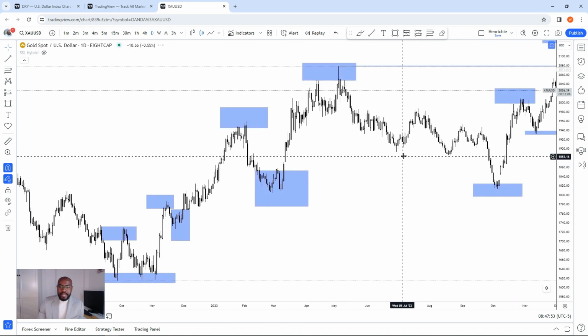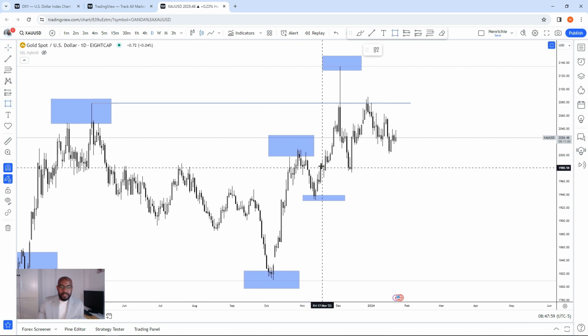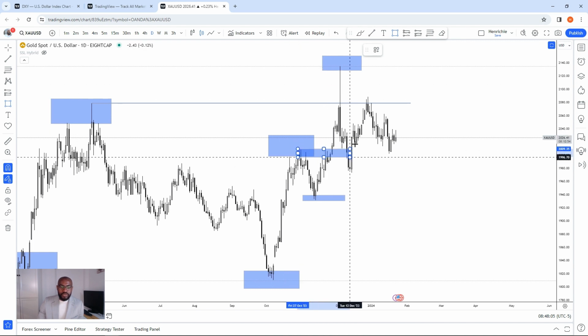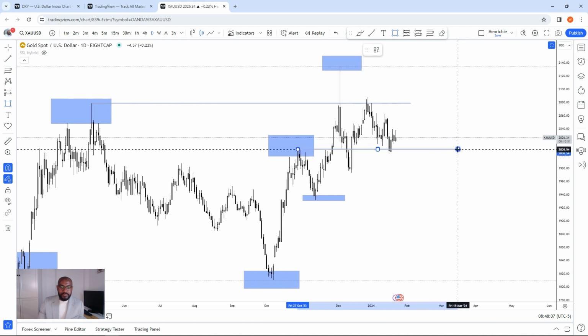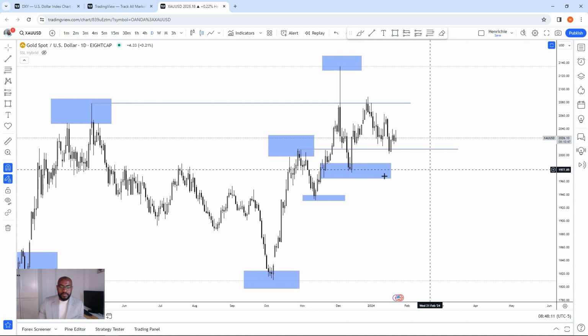Now we'll go back to daily to see what price came down to mitigate, this candle right here. This was the last push to the downside, took liquidity, rallied, breaking this structural high right here. So right here, key level. We come into this key level.